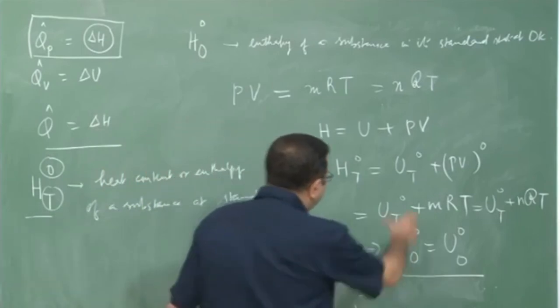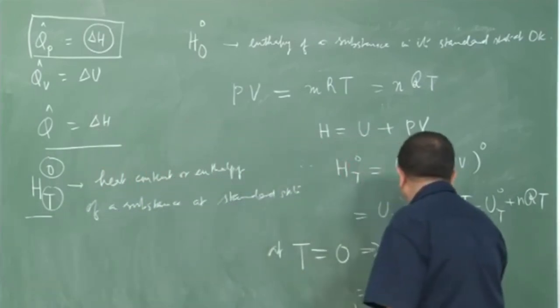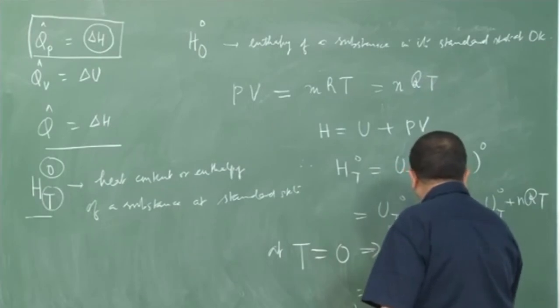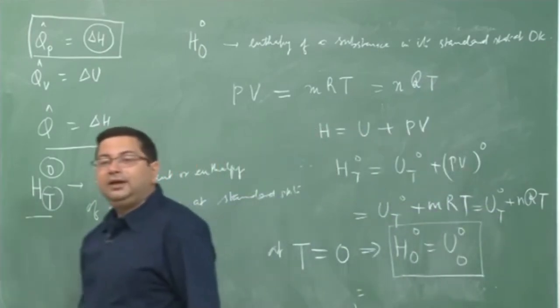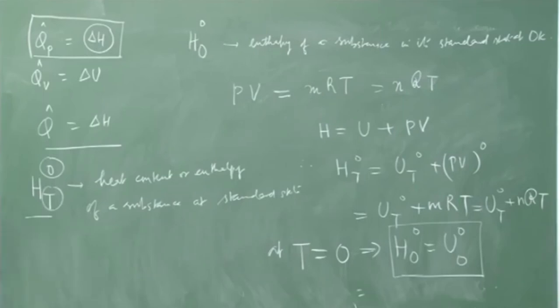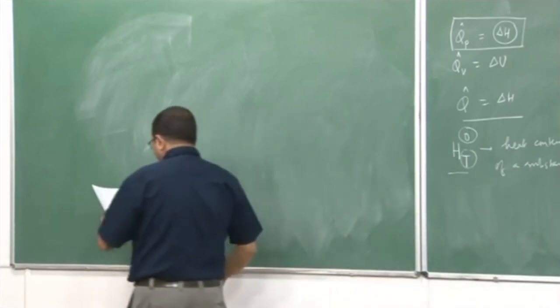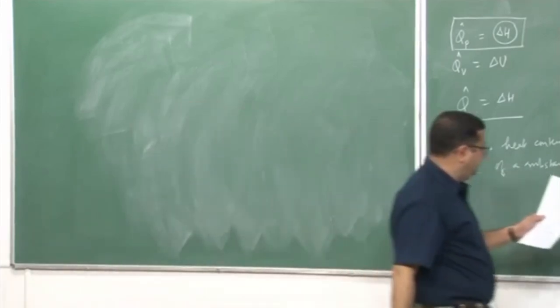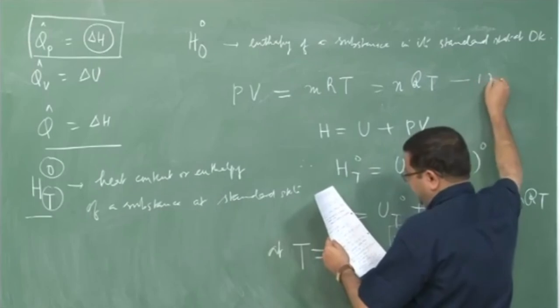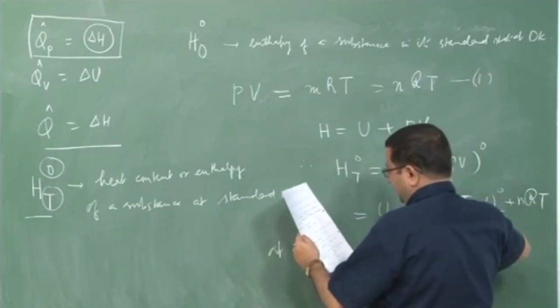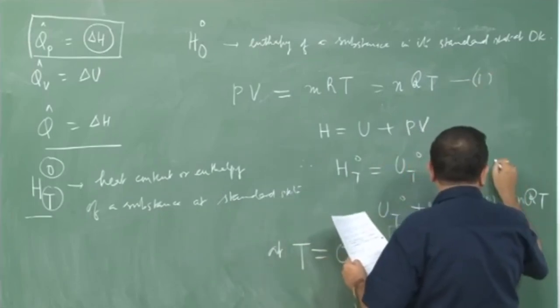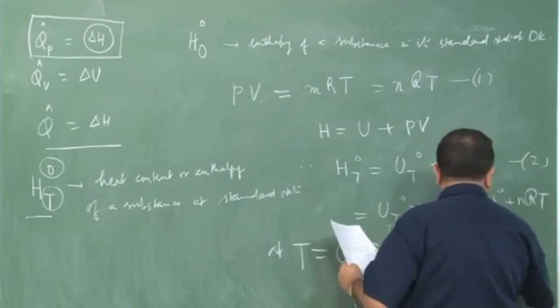Now, from this description, since we are showing that the enthalpy and internal energy at absolute 0 temperature are the same, that can be considered to be a good initial condition. Then from there, if I look at the change in properties with respect to absolute 0, that gives me a good description of the system. So, let me put this as equation 1, this as equation 2, and this as equation 3.